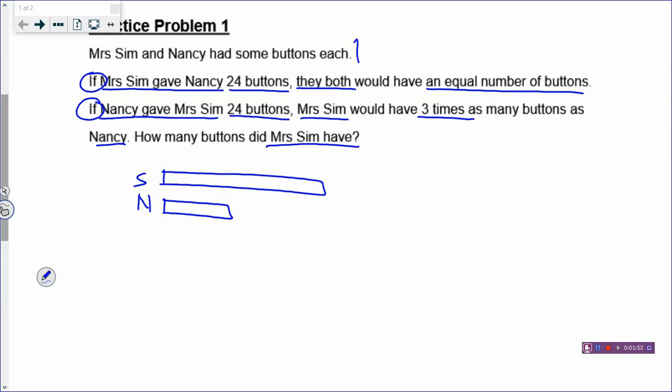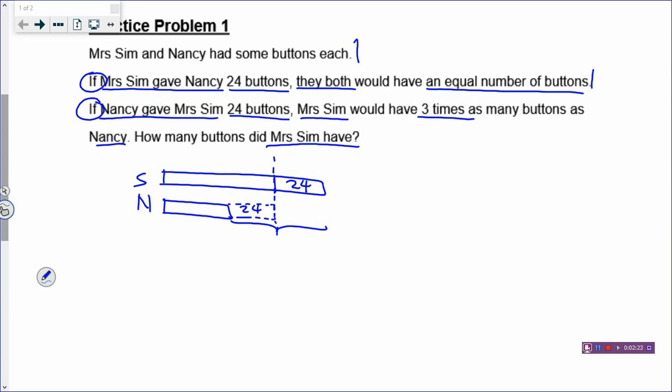You can see the gap, the difference. And what do you do with the difference? You just cut it into half. The half here is your 24, and this 24 is going to go to Nancy. So I'm going to draw a dotted box to show that Nancy gets 24. And now you can see that they have equal in the end. That's how you draw the second sentence.